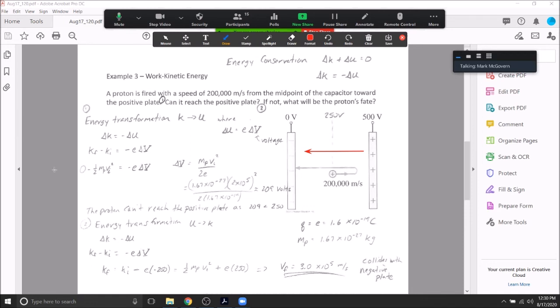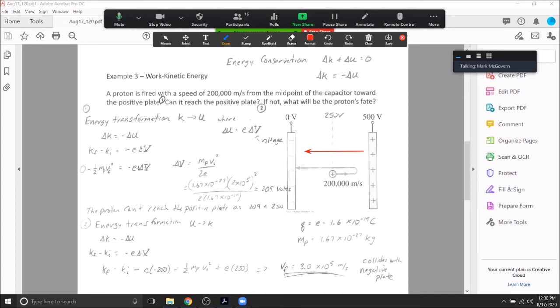So that's how I'm going to do this problem. I'm going to set my final kinetic energy to 0, and then I'm going to solve for delta V here. And I'm going to see, am I under 250 or am I over 250? If I'm under 250, I can't get all the way across. If I'm above 250, then I will hit the plate.